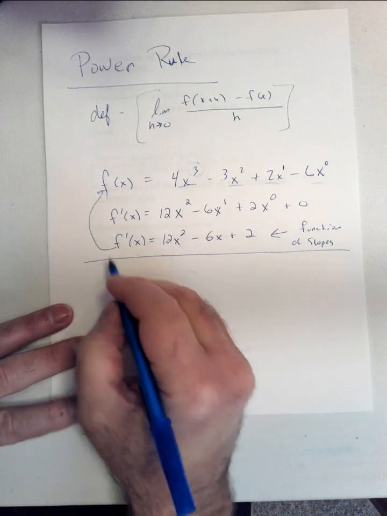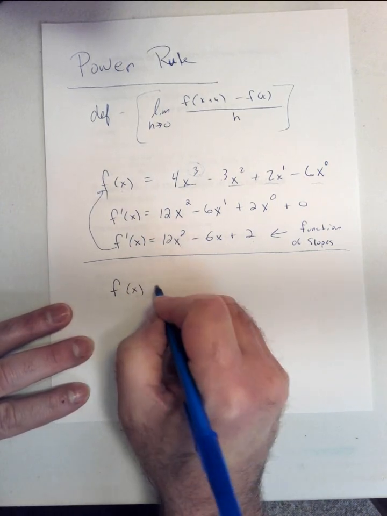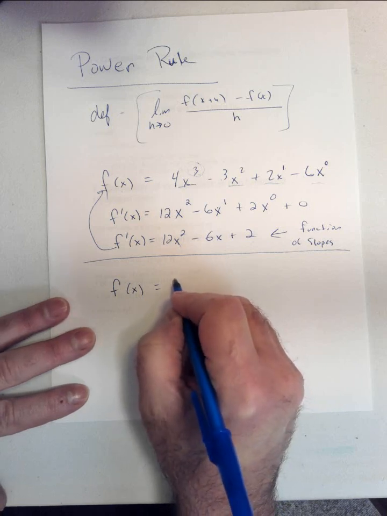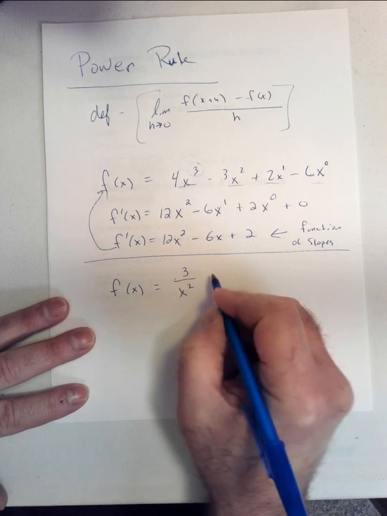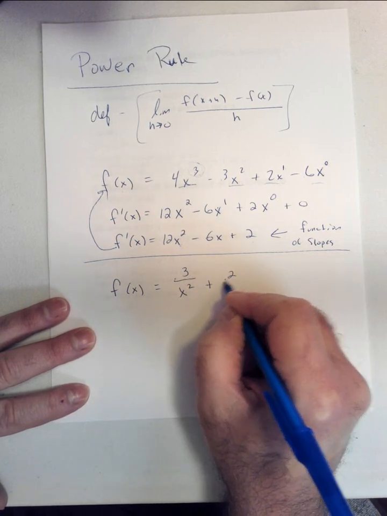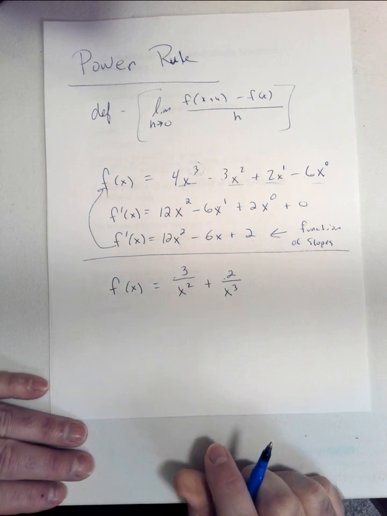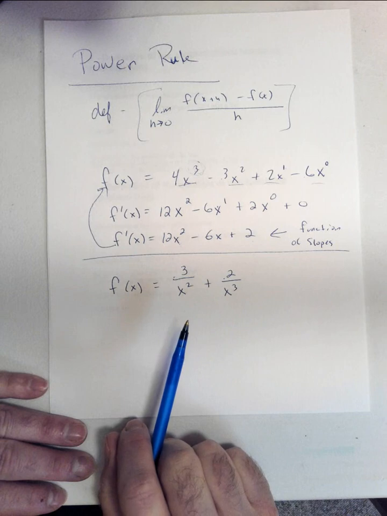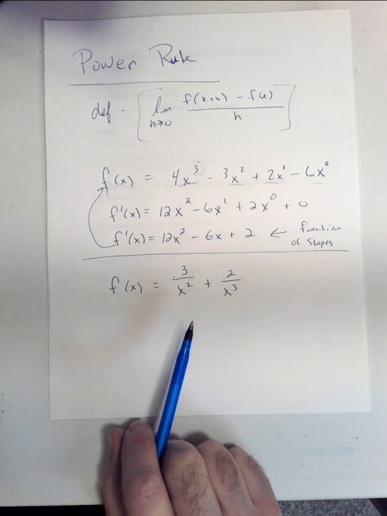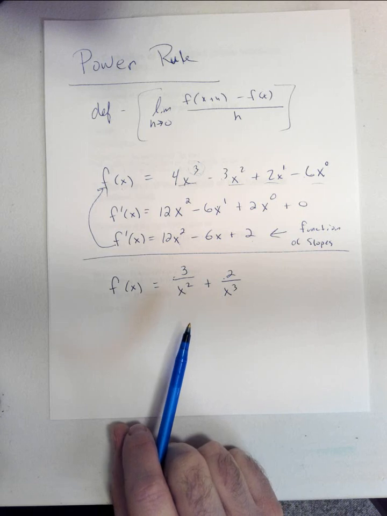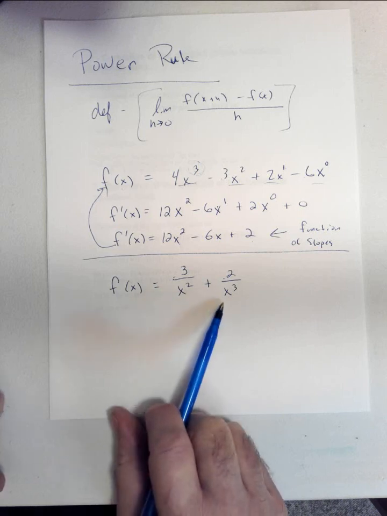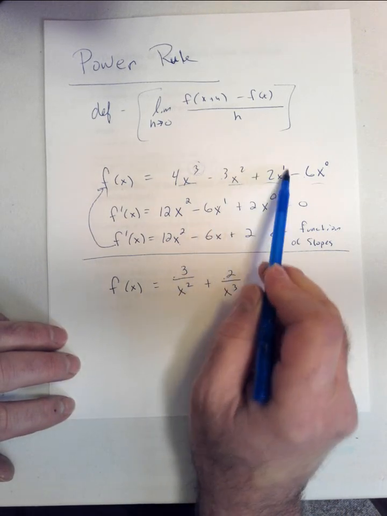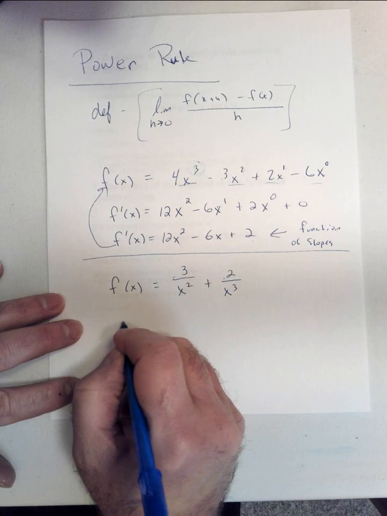Okay. Now, let's say, for example, we have something like this, where we have three over x squared plus 2 over x cubed. Can we apply the power rule to this, even though that is not a polynomial function? And the answer is, if we can write it like a polynomial, but with exponents that aren't necessarily positive integer values like they are in polynomials, then yes, we can do that.